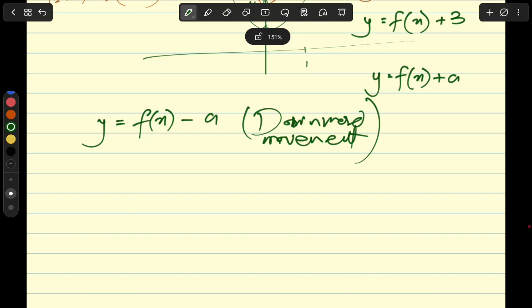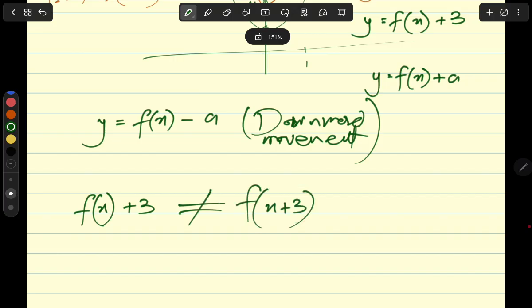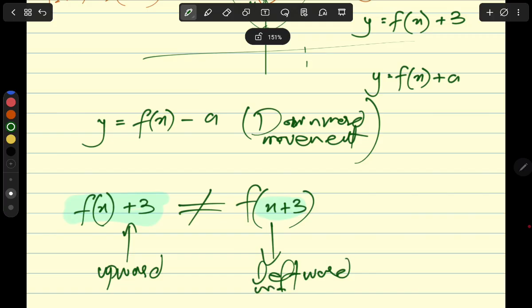Now what students confuse all the time is whether f of x plus 3 is the same as f of x plus 3, which is completely different. The one outside is a translation in the y direction, the one inside is a translation in the input direction, and while this is upward movement, this is leftward movement, and we'll talk about why it is so in a bit.